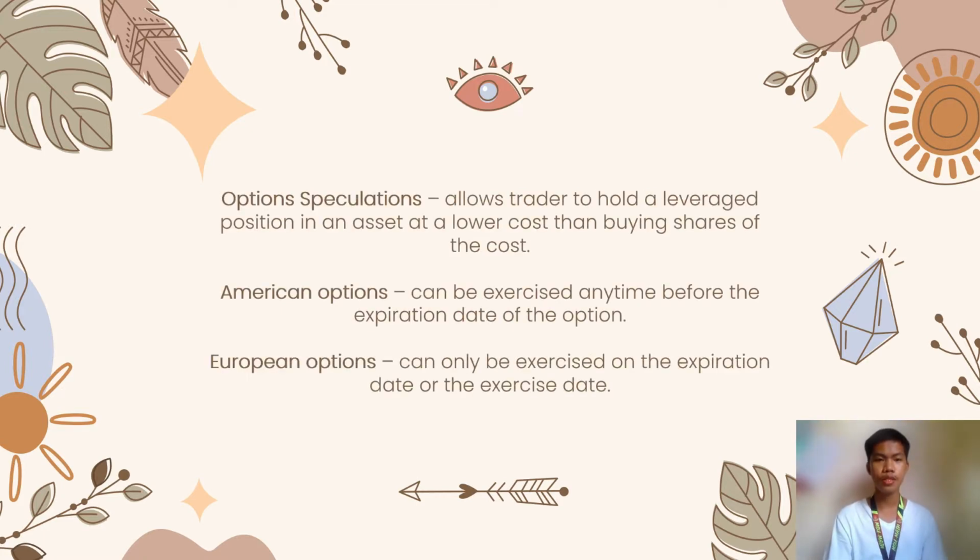So the next one is option speculation. It allows a trader to hold a leveraged position in an asset at a lower cost than buying shares of the asset. First is American options. They can be exercised anytime before the expiration date of the option, and there are European options that can only be exercised on the expiration date or the exercise date.